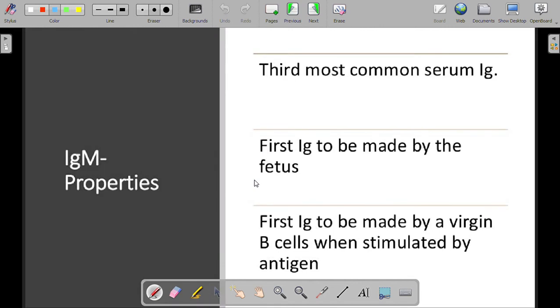Now, what is IgM and what is its significance? How is it present inside the body? The third most common serum immunoglobulin is IgM, after G, A, M, D, E. Okay, so this one is third. It is the first Ig to be made by the fetus, and also the first Ig to be made by virgin B cells when stimulated by the antigen.